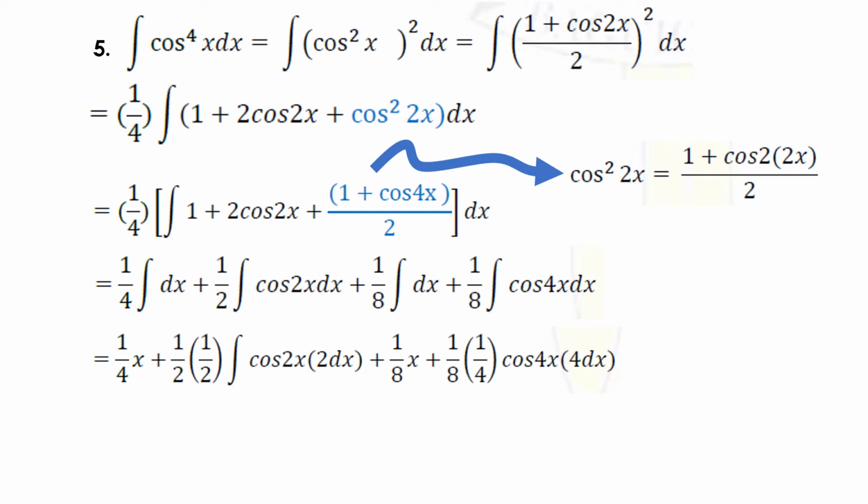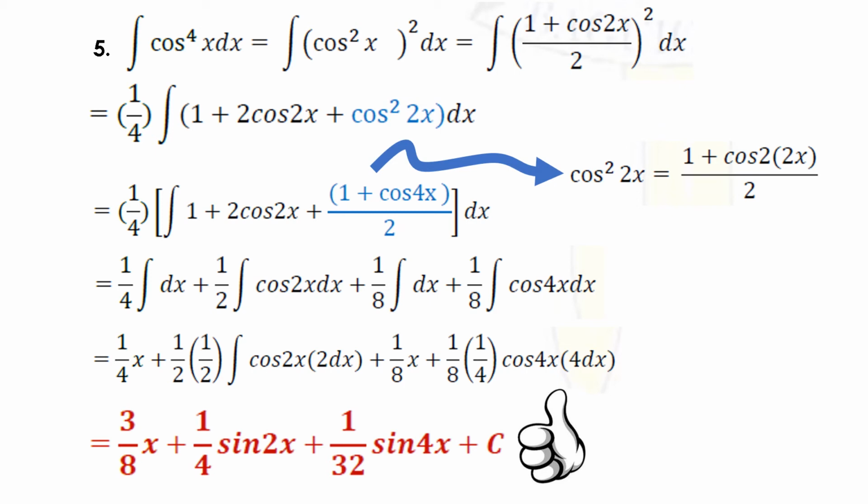So if you notice, the first term will simply be 1/4 x. For the second term, we have to introduce 2 into the integrand and a correcting factor of 1/2 just before the integral sign. For the third term, that is simply 1/8 x. And for the fourth term, that will be introducing 4 into the integrand and 1/4 as the correcting factor. And then that now becomes a final answer of 3/8 x, if we add the x terms, plus 1/4 sine 2x, and then the other one is 1/32 sine of 4x plus c.